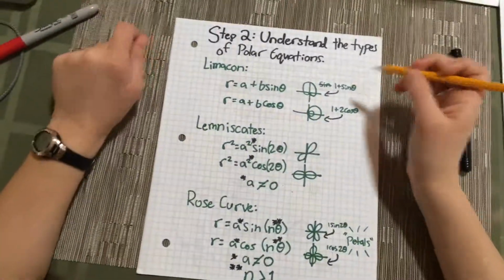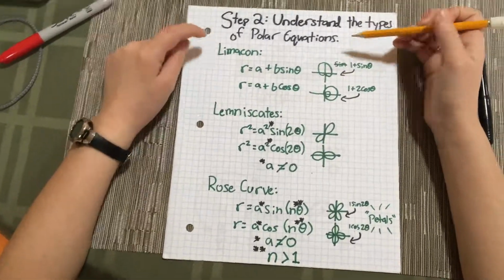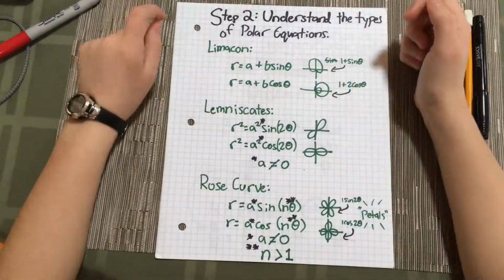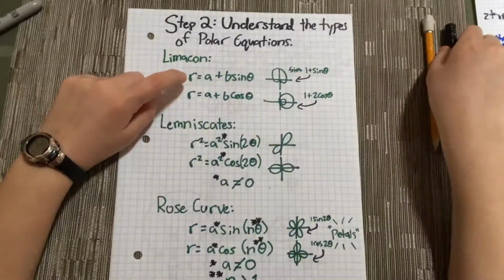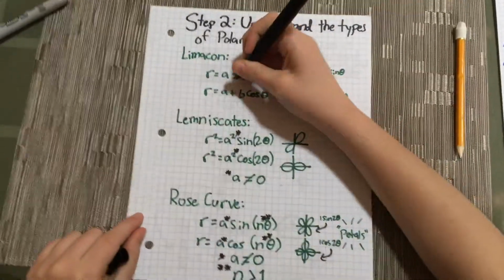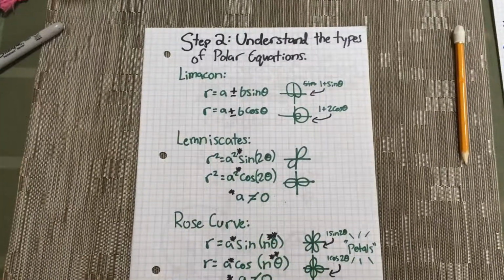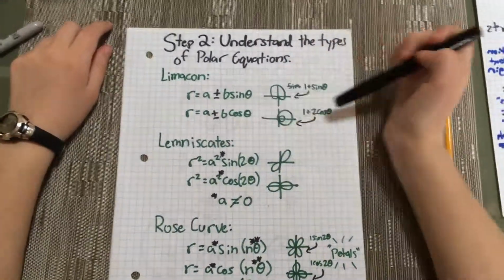So now that we understand the parts of the equation, we need to understand the types of polar equations. There are 3 main types of polar equations that we are going to talk about real fast. The first one is the limacon, and that one is A plus or minus B times sine of theta, or A plus or minus B times cosine of theta.